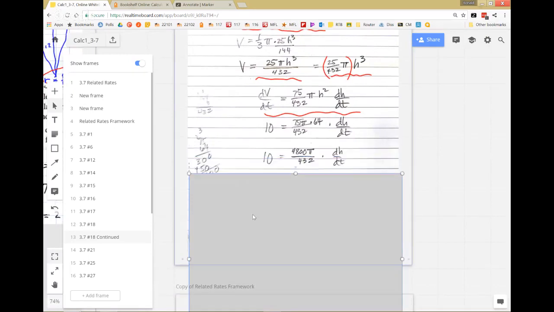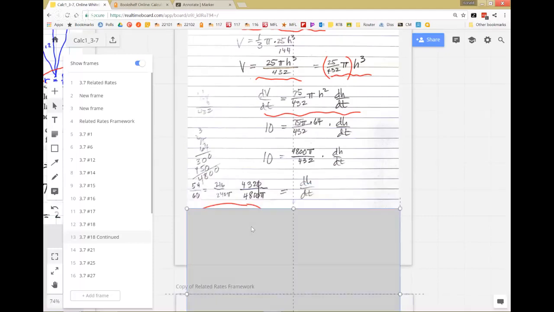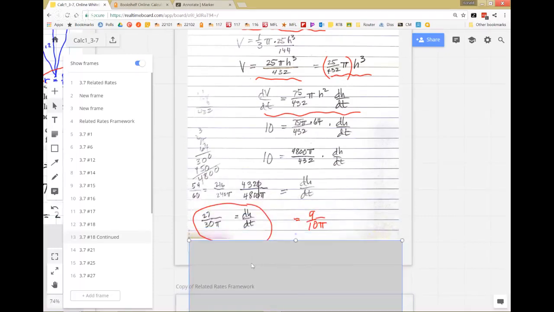Then just do a little algebra and get things by themselves. First of all I multiplied 75 times 64 pi, and I got 4,800 pi over 432. Now, basically, just multiply both sides by the reciprocal of that fraction and do some simplifying. Final result there, 9 over 10 pi, was dH/dt. I should have labeled that.